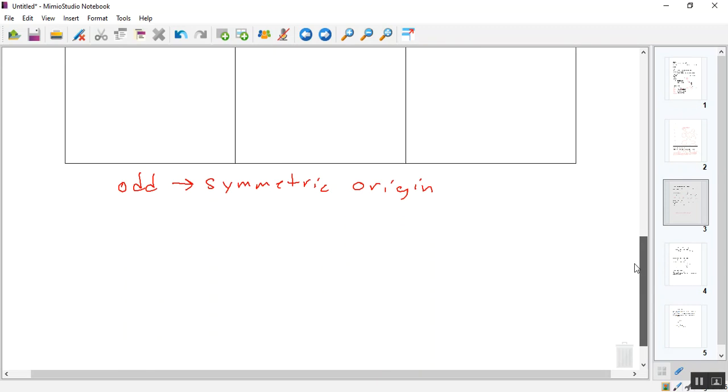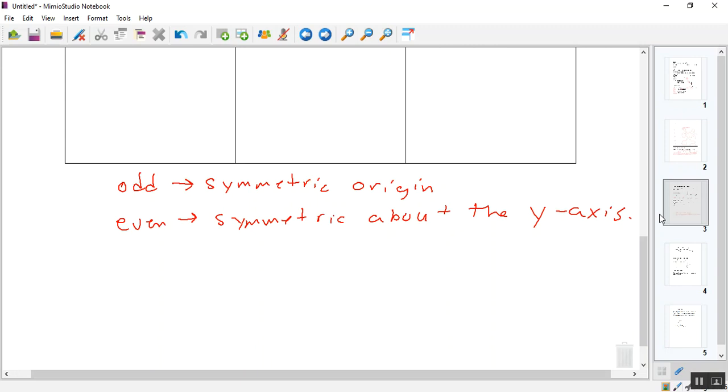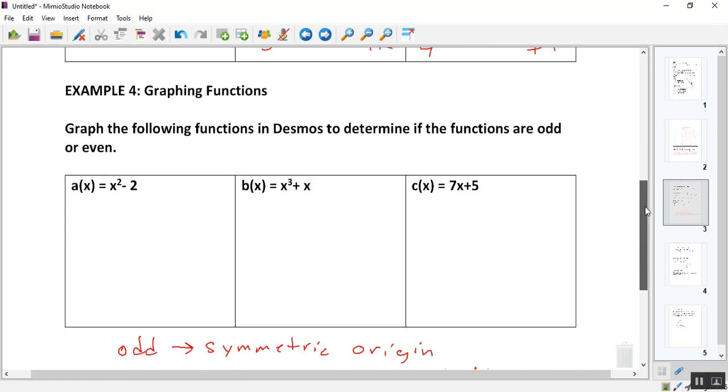Everybody recall the rules for being an even function? Symmetric about the y-axis. The y-axis is your divide line. Okay? So if it's odd, it's symmetric about the origin. If it's even, it's going to be symmetric about the y-axis. So, let's jump into Desmos here.